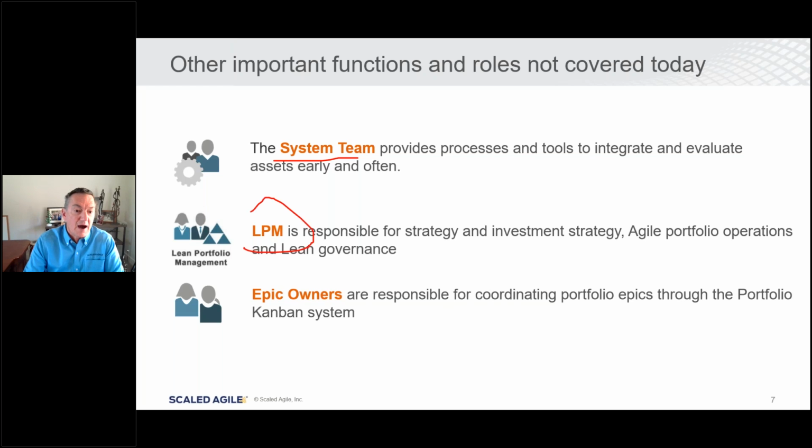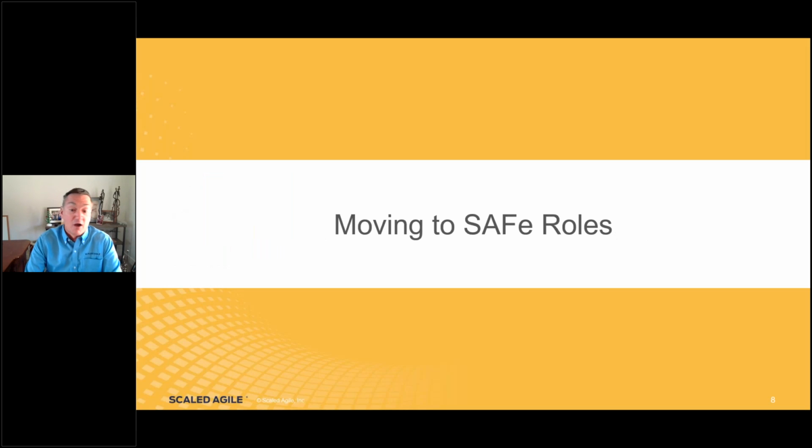We're not going to talk about it. Also, all the roles within LPM, they're responsible for strategy and investment funding, those operations. We're not going to talk about those roles. And then last but not least, another portfolio level role we're not going to talk about is epic owners. We're focused mainly on those development roles and our Agile Release Train level roles. Which is predominantly a huge percentage of the people, right? The people that we're going to be moving is that set of people. All right, let's talk about those SAFe roles.